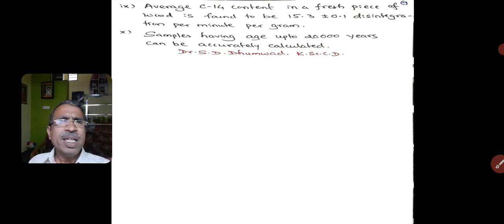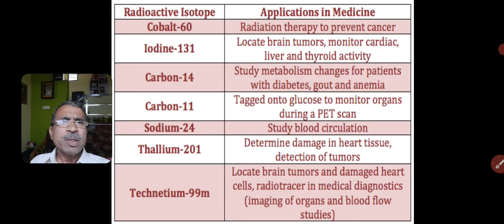Average carbon 14 content in a fresh piece of wood is found to be 15.3 plus or minus 0.1 disintegrations per minute per gram. Samples having an age up to 20,000 years can be accurately calculated from this method. So this is about how to find out the age of the fossil fuels, the methodology. So these are the various applications of radioisotopes.